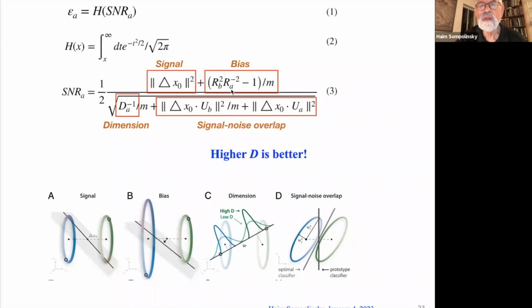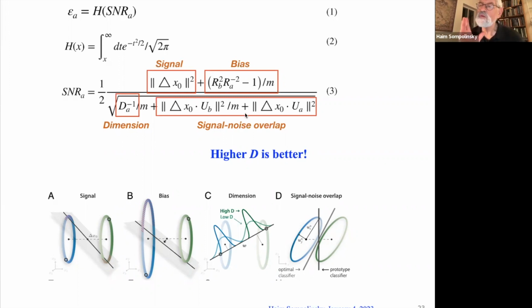So you can see here that if A has a larger radius than B, then there is a negative bias, which means that it can be even worse than chance. So this is the bias term. It can be positive, it can be negative, depending on the ratio of the radii. Okay, that I think you can intuitively understand.